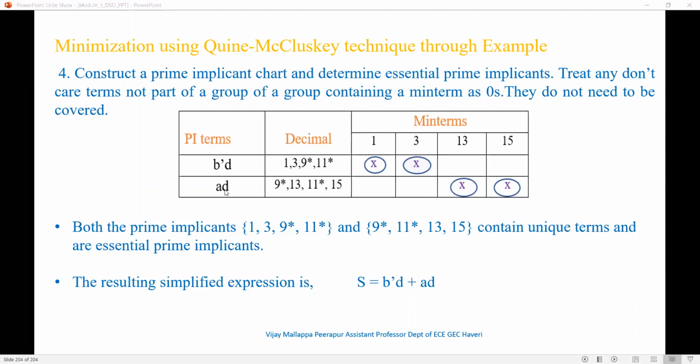And what is the expression for this one? B bar D and AD. So what is the simplified expression we have? S is equal to B bar D or AD. Everyone understood this one? Everyone please verify this problem also using K-map. You know how to solve the K-map for don't care terms also. Please verify using the K-map. Thank you.